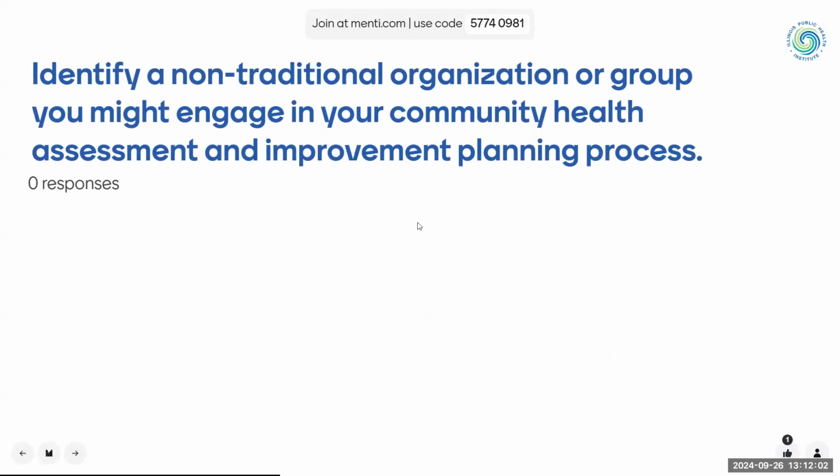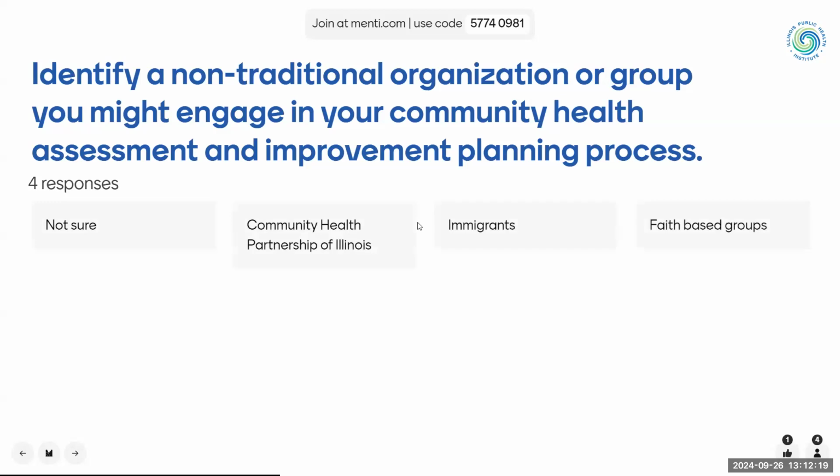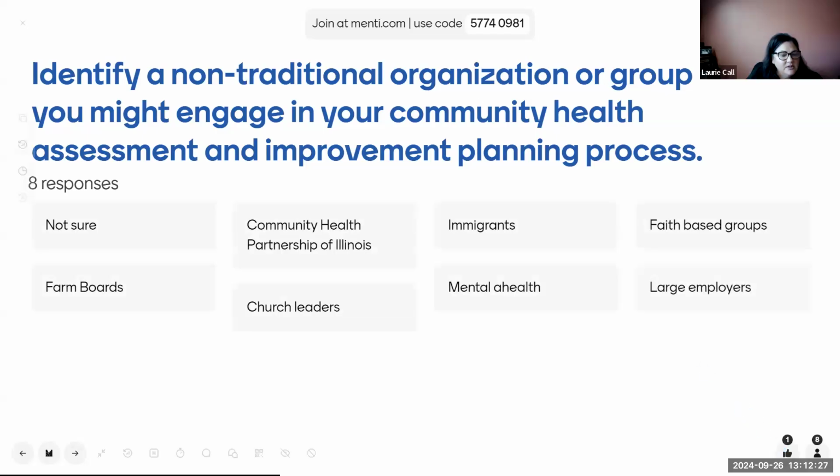So the first question here is thinking about those non-traditional organizations or partners that you might engage in your health community health assessment and improvement planning process. Do we want them to write it down? Okay, yep, awesome. And again, feel free to participate in the chat if you cannot open the Menti. Great, we're getting some good ideas here. Keep them coming.